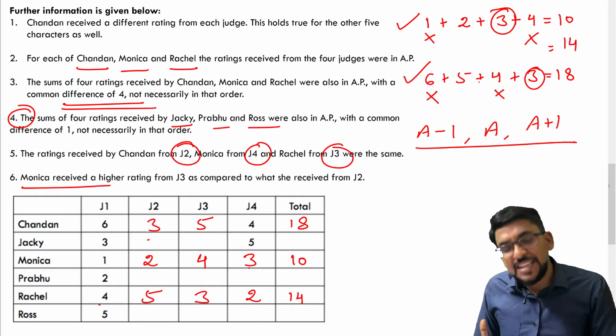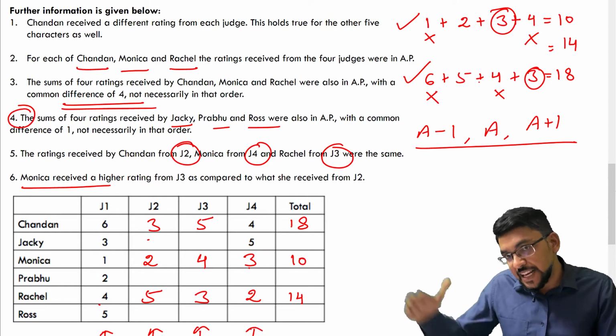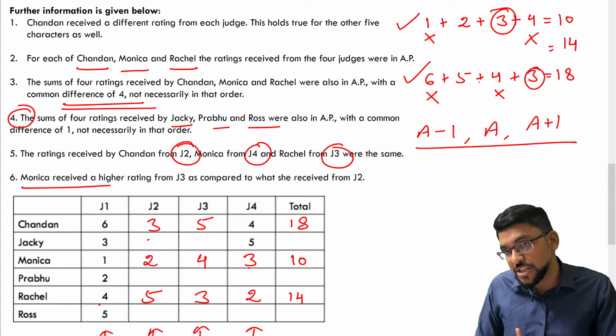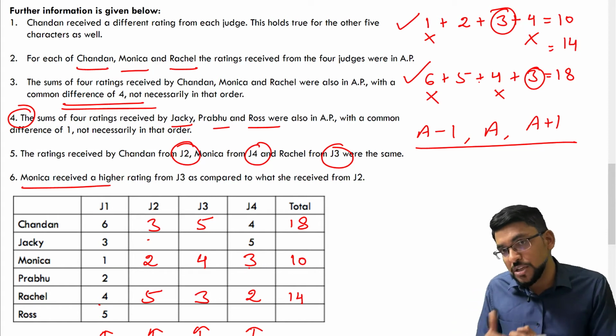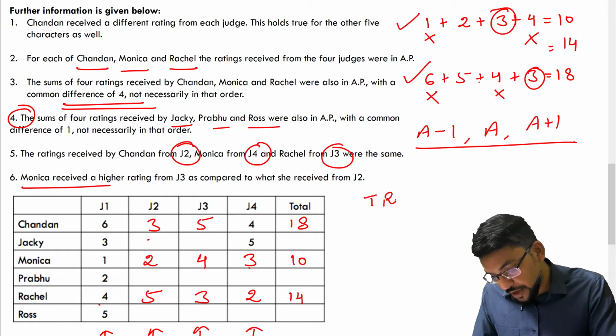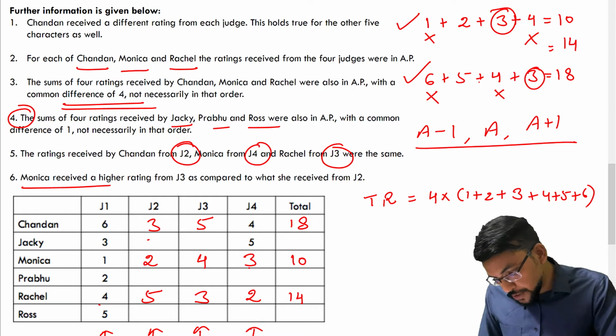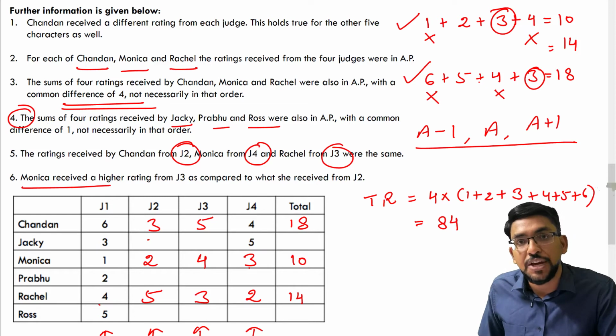Now what we can understand from here is that every number from 1 to 6 is occurring 4 times, because these ratings have been given by 4 judges. So these numbers from 1 to 6 will occur exactly 4 times. So the summation of total ratings from here has to be 4 into 1 plus 2 plus 3 plus 4 plus 5 plus 6, which comes out to be 84. So the summation of all the ratings is 84.